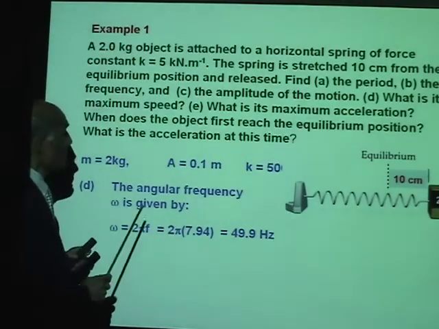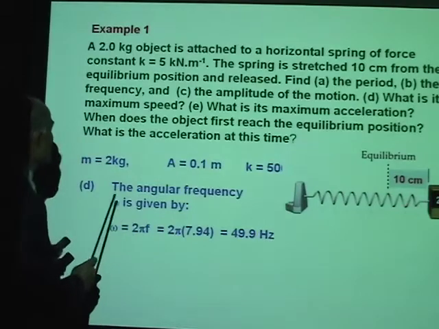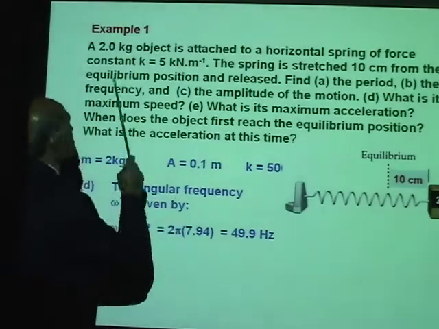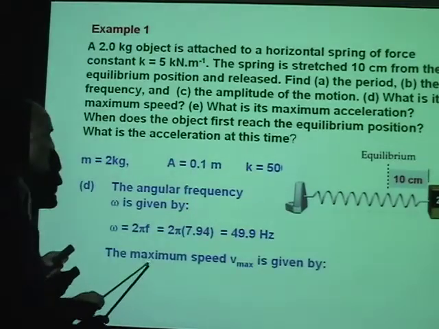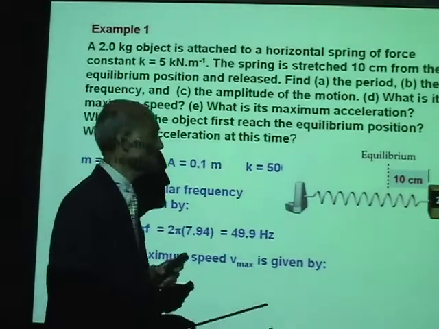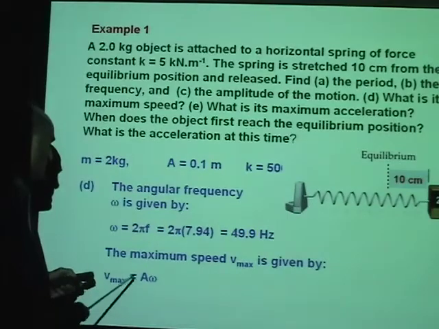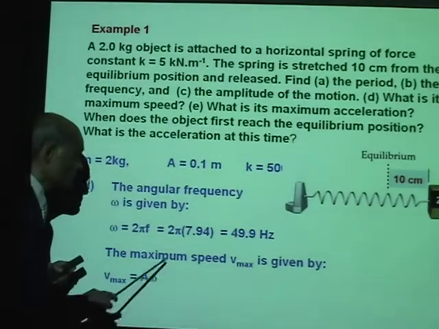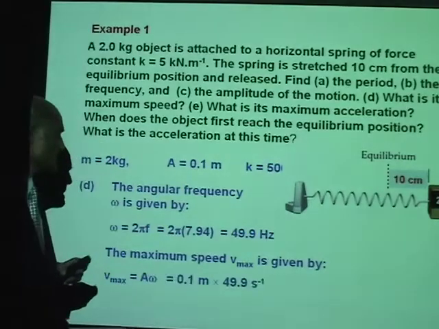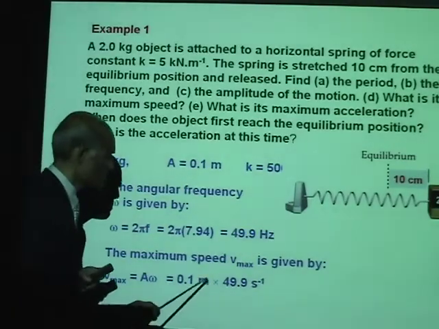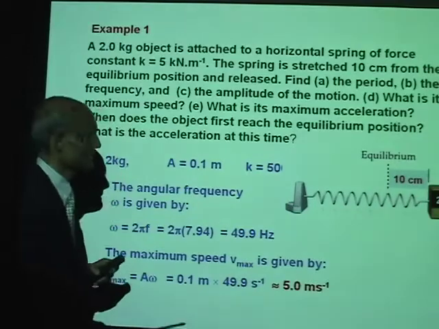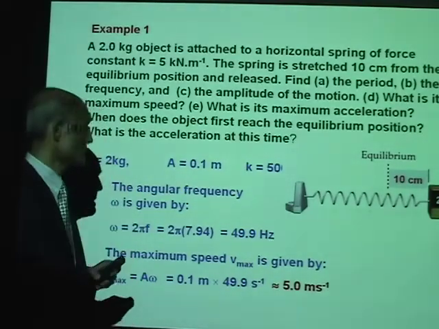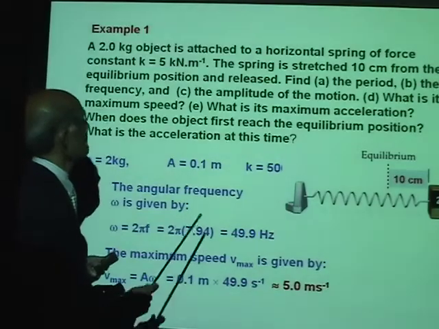Now, once you know omega, how do you calculate your maximum speed? The maximum speed Vmax is given by what? Vmax equal to A omega. We know the amplitude, we just calculated omega, so that will be amplitude times omega. That is approximately 5 meters per second, the maximum speed.